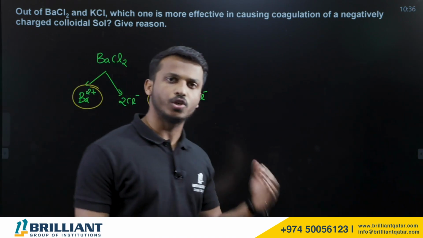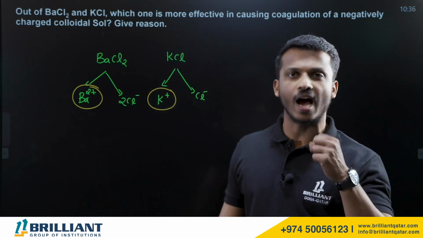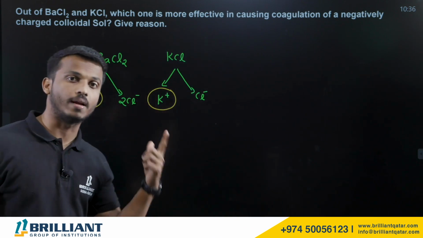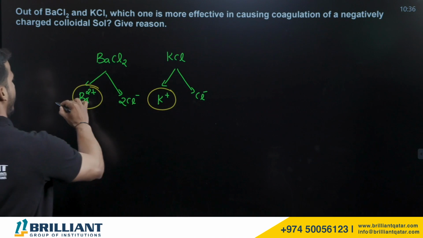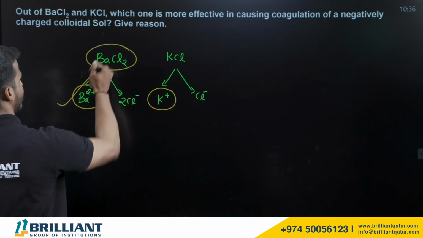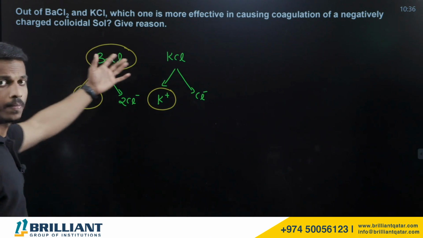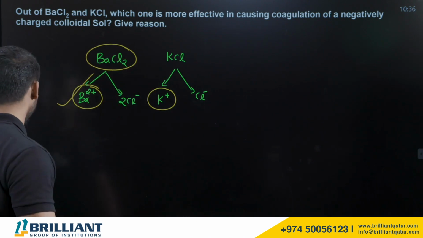According to the Hardy-Schulze rule, the higher the charge of the ion, the greater will be the coagulating power. So barium 2+, meaning barium chloride, is the best reagent to cause more coagulation. Reason? According to the Hardy-Schulze rule, you can explain.